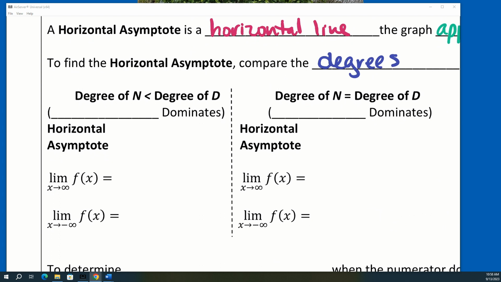But if the numerator degree is less than the denominator degree, like what we had on the anesthesia problem, then that means the denominator dominates. So you have that situation where you're dividing by infinity. And anytime that happens, the horizontal asymptote is y equals 0. So every single time you have this rational function and the numerator degree is less than the denominator degree, y equals 0 is your horizontal asymptote. And when you describe your end behavior, it's just going to approach that horizontal asymptote. So both of those are going to be zeros.